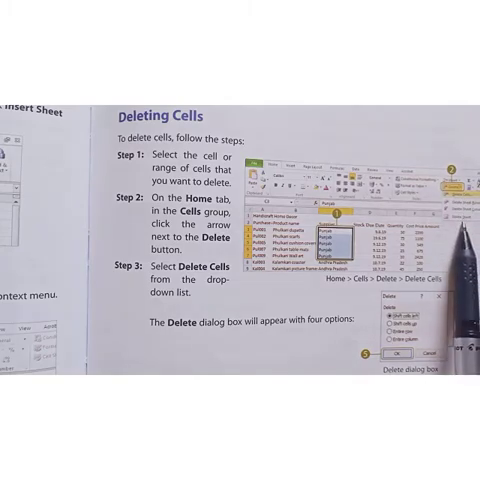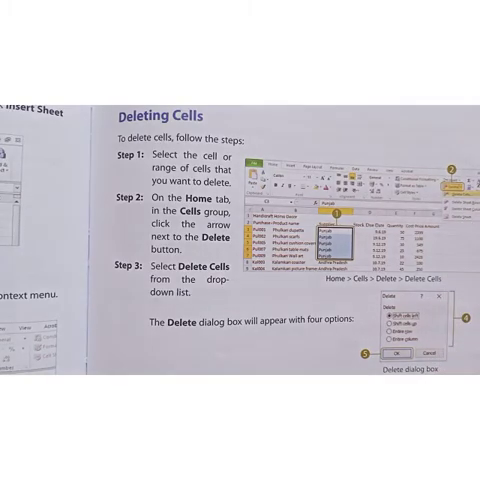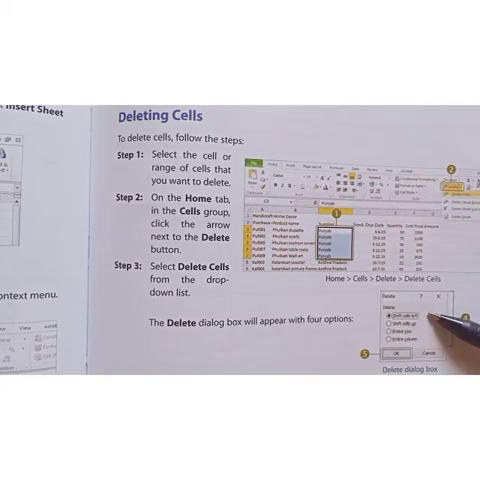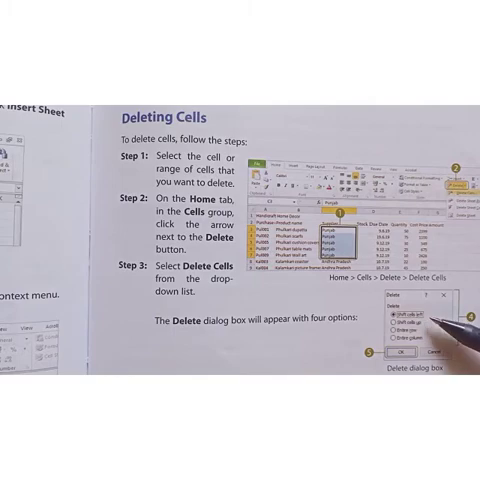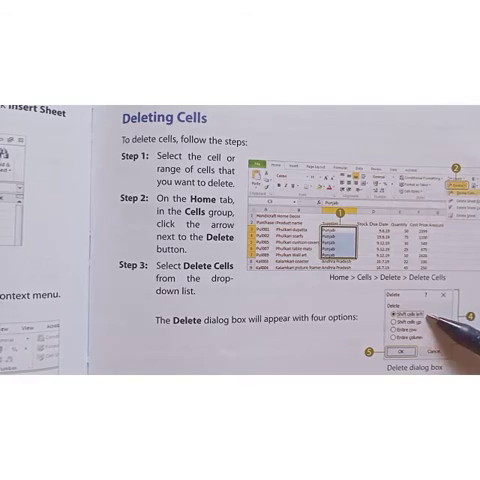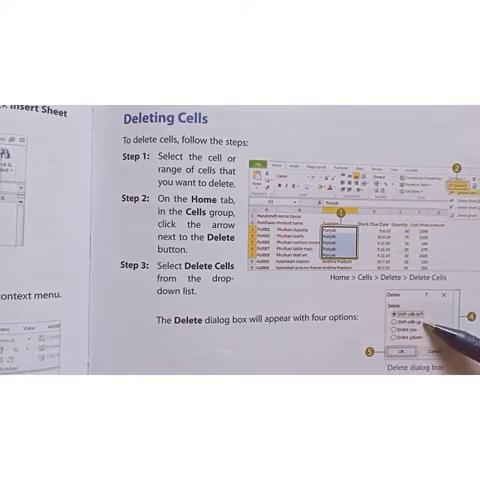Any of the options when you choose, you will be again prompted with this dialog box. This dialog box will ask you, while you delete the cells, what has to be done with the cells after that. Should it be shifted left? Should it be shifted up? And if you are deleting the row, do you want to delete the entire row? And if it is column, do you want to delete the entire column?